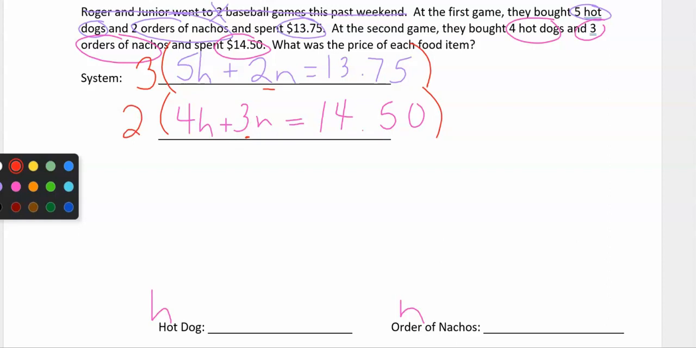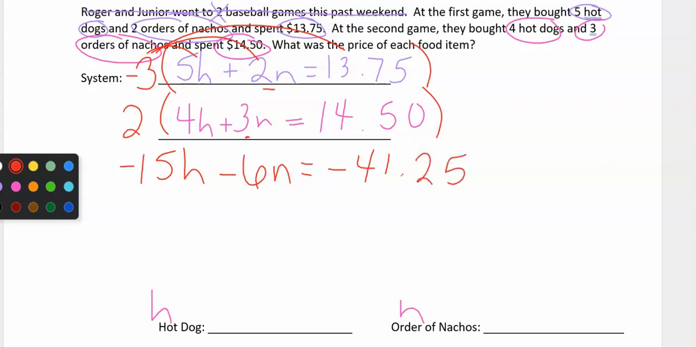So now this is going to give me both 6 n's, but I want one of them to be negative. So I'm just going to take that top equation and make it a negative 3 that I distribute. Okay, be super careful. Use your calculator. Negative 3 times 5 is negative 15h. Negative 3 times 2 is negative 6n equals negative 3 times 13.75. This is what I'm talking about. Be really, really careful with your calculations. It's really important in math that you get everything correct, all these numbers, but it's negative 41.25.